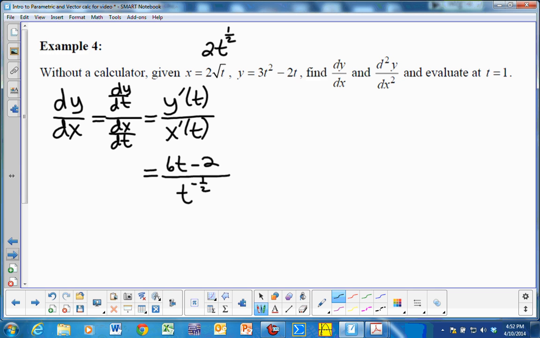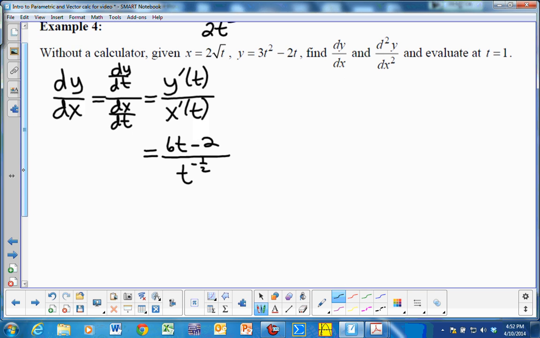Now, if that's all they asked me for was dy dx, I would stop there. There's no reason to simplify that further. Plus, if I'm going to evaluate that when t equals 1, why would I do anything else? All I have to do is plug 1 in. However, in this problem, it's asking me to go further and do the second derivative. So I do need to simplify this a little bit. Otherwise, I'd have just boxed this in and been finished. But since I've got to find the next derivative, I probably want to simplify it.